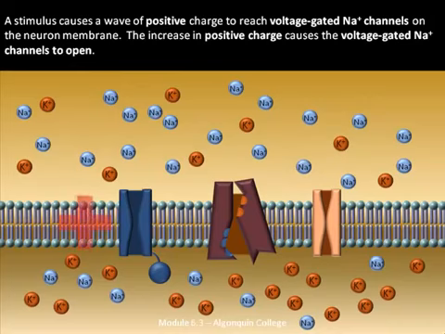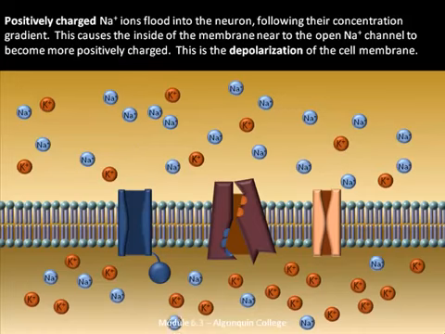The increase in positive charge causes the voltage-gated sodium channels to open. Positively charged sodium ions flood into the neuron following their concentration gradient. This causes the inside of the membrane near the open sodium channel to become more positively charged. This process is the depolarization of the cell membrane.